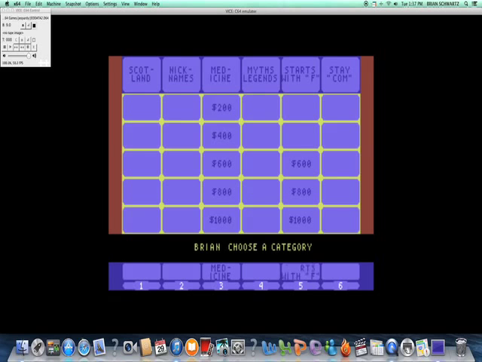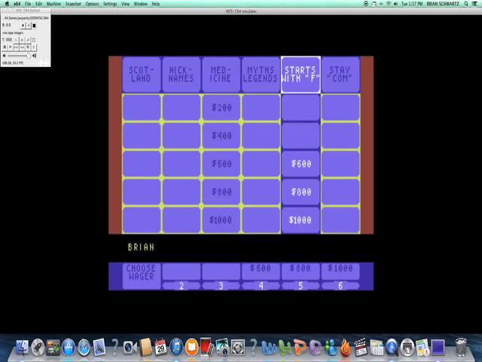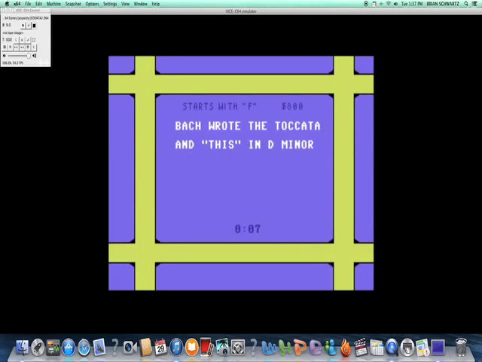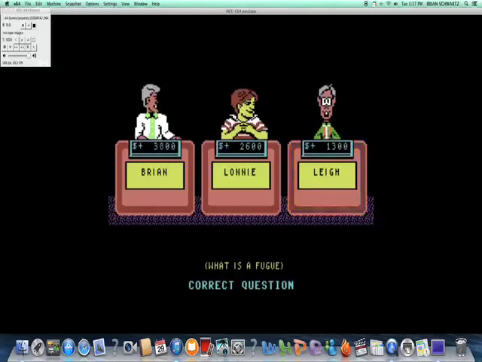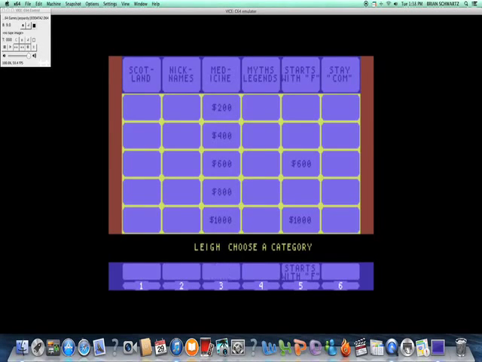Starts with F for 600. Bach wrote the Toccata and this in D minor. Lee, what is fugue? F-U-G-U-E. If you want to help me with the pronunciation, go right ahead.